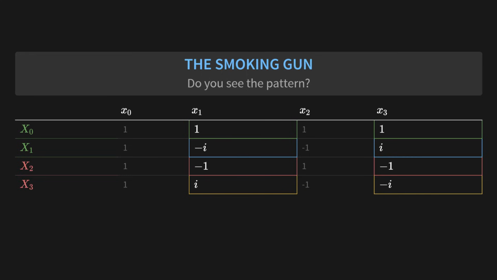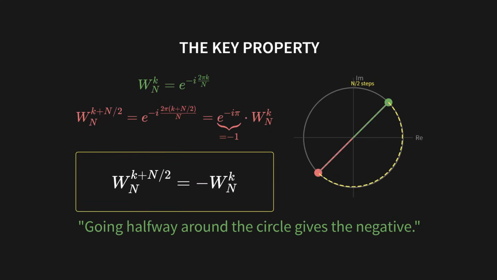What do you see? For x sub 1's column, we have -i, and for x sub 3's column, we have +i. They're negatives. What about for x sub 2's column? -1 and -1. And x sub 3's column? +i and -i. The bottom half seems to be a strange mirror of the top half, specifically a negative mirror. This isn't a coincidence. This is the key property.